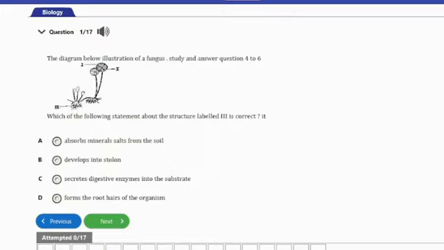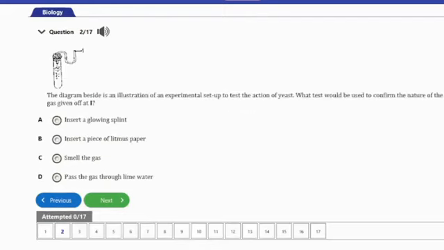So let's go ahead and consider the next question. So that's question number 2 here. It says, the diagram beside is an illustration of an experimental setup to test the action of yeast. What tests will be used to confirm the nature of the gas given off at I? So guys, we have here options A, insert a glowing splint, option B, insert a piece of litmus paper, option C, smell the gas, option D, pass the gas through lime water.